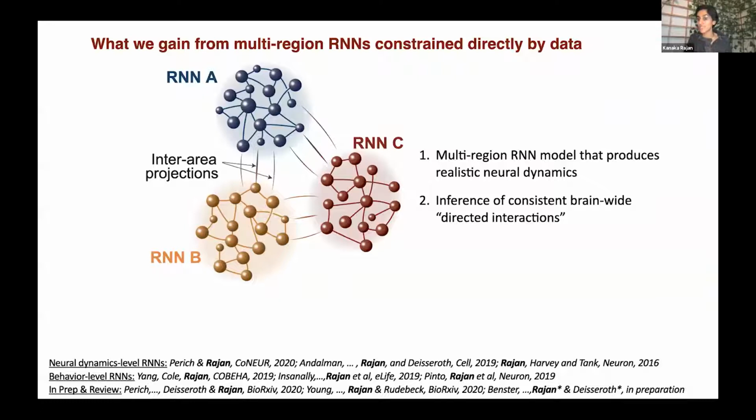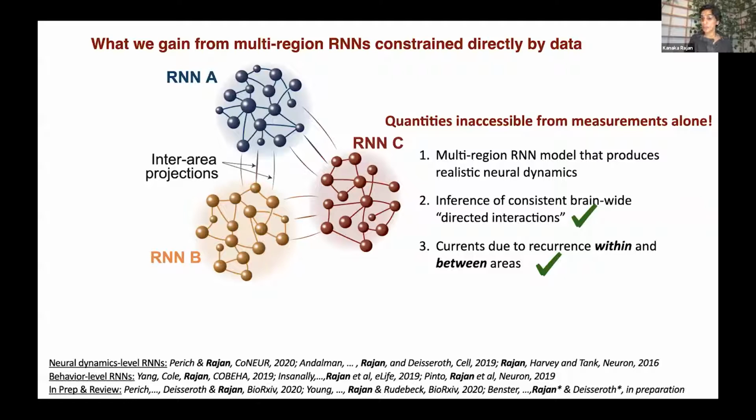Finally, and this is the thing I'm going to tell you about in the next slide, the product of those two objects gives you currents due to recurrence, both within and across areas. Now, these last two things are quantities that you cannot get from measurements alone. And that's the power of these types of models. They provide a platform for us to better leverage existing data and to design experiments based on testing predictions made by these models.